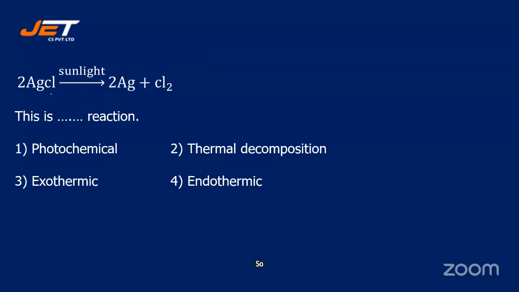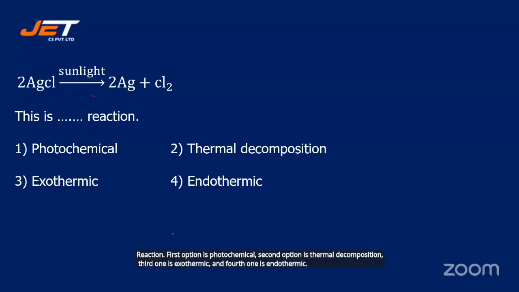Silver chloride on reaction with sunlight gives rise to silver plus chlorine. What is this type of reaction? First option is photochemical, second option is thermal decomposition, third one is exothermic, and fourth one is endothermic. Which type of reaction is this?